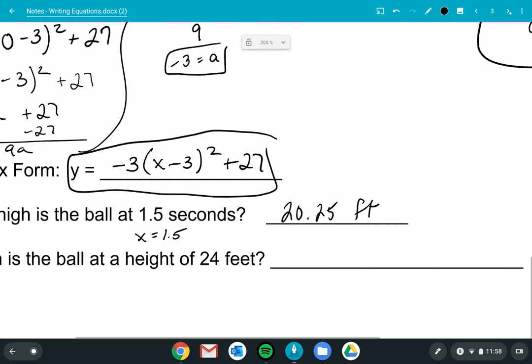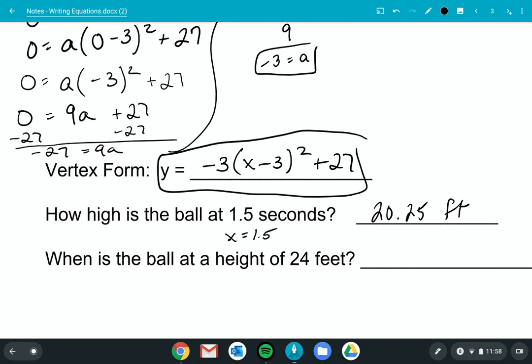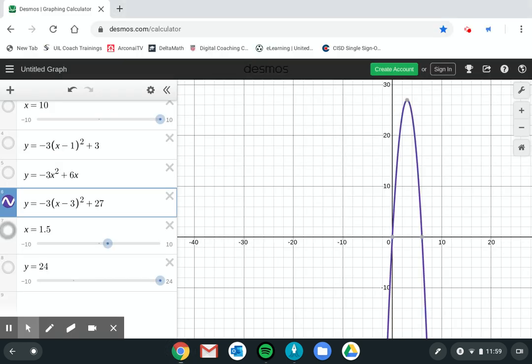Now, for the next question, when is the ball at a height of 24 feet? So here, what they're giving me is y equals 24. What's going to make my life easy is the same thing. I'm going to graph this. So with my equation, I graph y equals 24. If you notice, how many times do these lines intersect? 2. Okay, because think about it. When I'm throwing that ball, it's going to hit 24 feet as it's going up in the air. It hits its high point, and then it hits 24 feet again when it's coming down. So it's going to hit it twice. So it's going to hit 24 feet at 2 seconds and at 4 seconds.